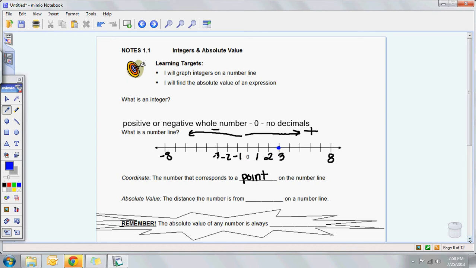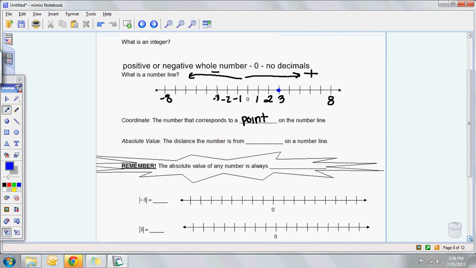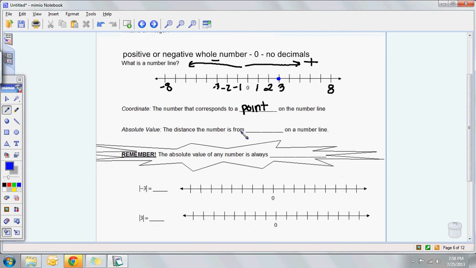And then the next term that you're going to need to know is absolute value. So absolute value is the distance a number is from 0 on the number line. So what is the absolute value of 3? Well, what's the distance this coordinate is from the number 0? And we're going to talk about that in a minute. So the important thing to remember about absolute value is that it is always going to be a positive number. If you remember this, you're going to be in business. So absolute value is always going to be positive.